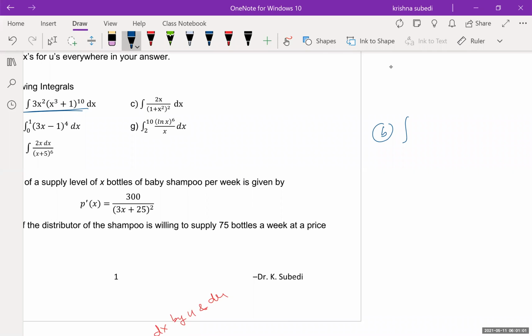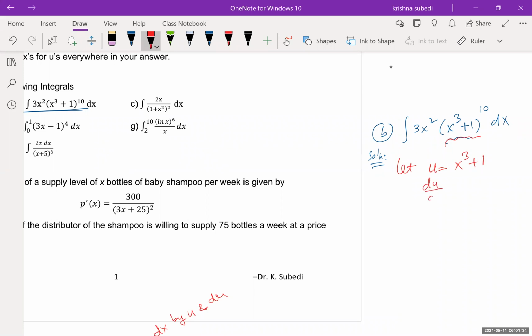So part B is the integral of 3x squared times (x cubed plus 1) raised to power 10 dx. Now here, this term looks a little bit complicated compared to the other one. So I want to make life easy by substituting this by u. Okay, so let us suppose that u equals x cubed plus 1.